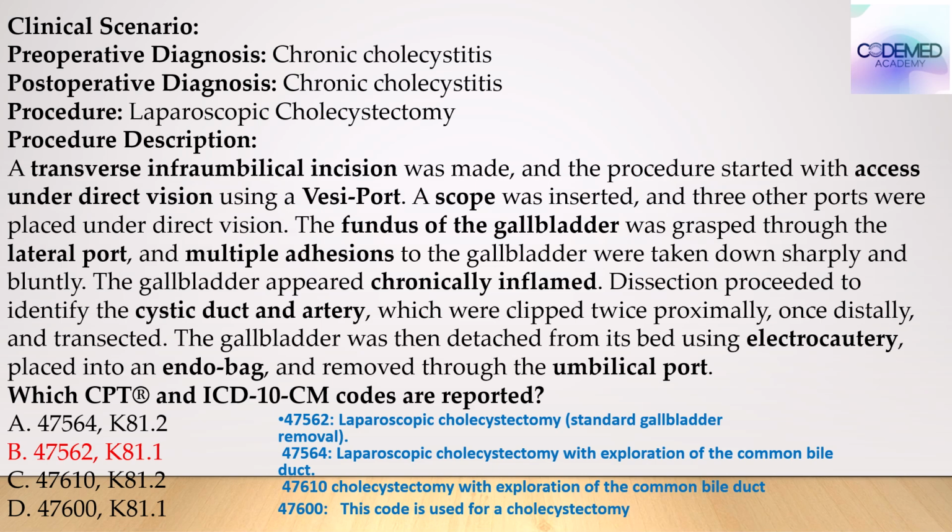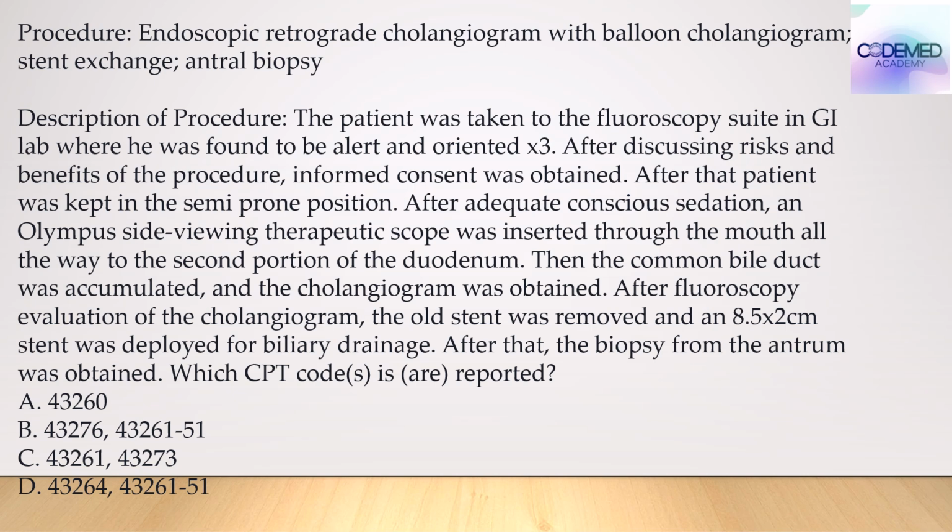So we cannot take the code 47564, and 47610 and 600 out of that, they also talk about the cholecystectomy. Now what are these codes? These are for the open procedure, and in our case it is very clearly given it is laparoscopic, so we will go with the code 47562. And kindly check the code K81.1, that is the code for chronic cholecystitis. Next question.